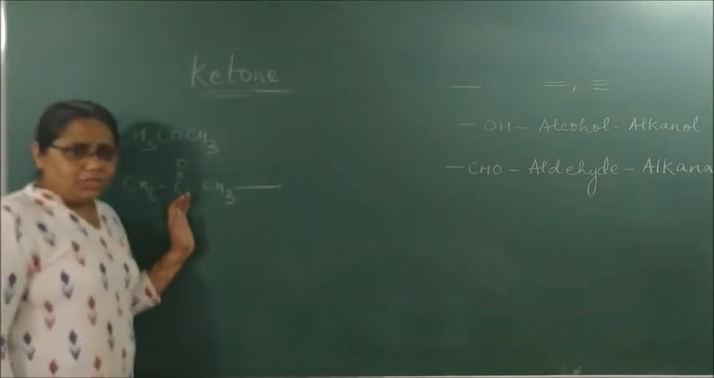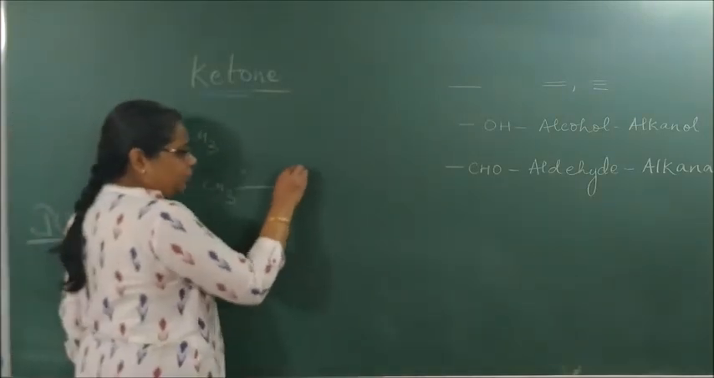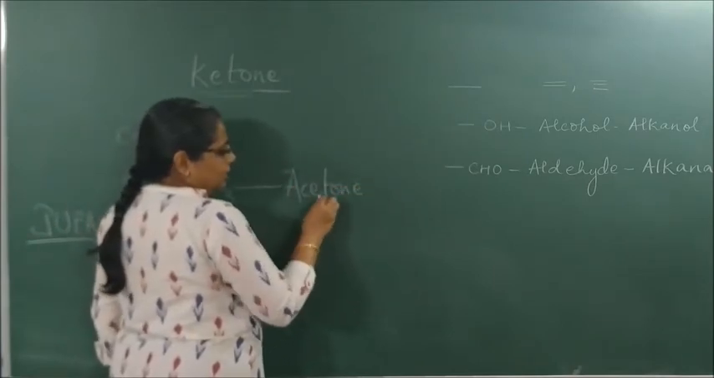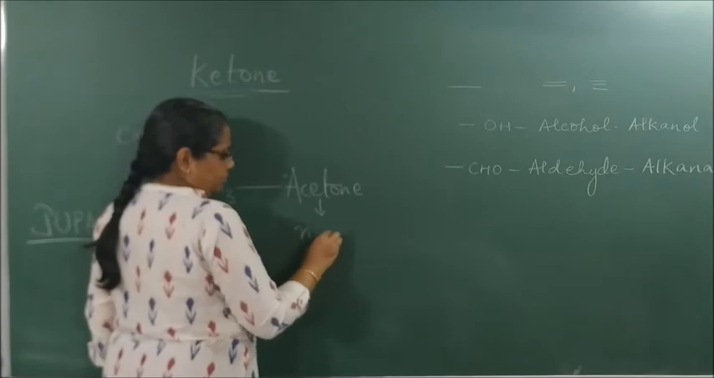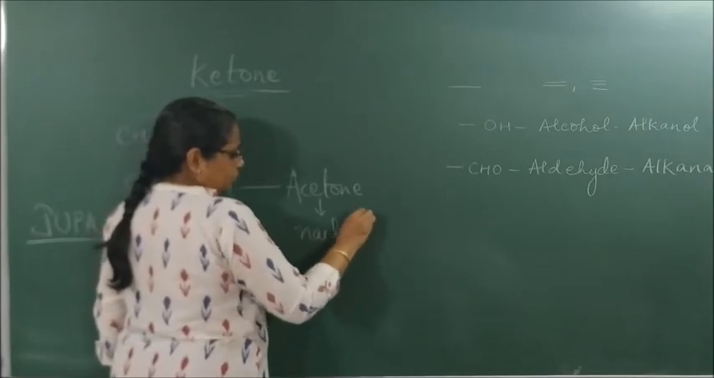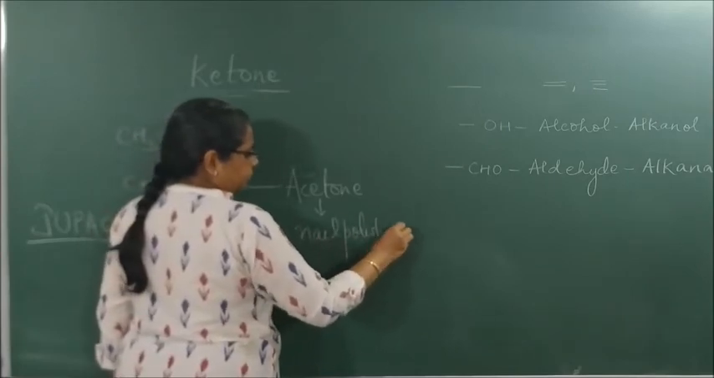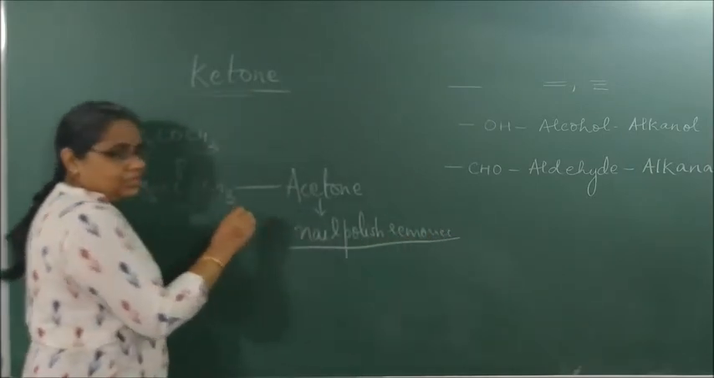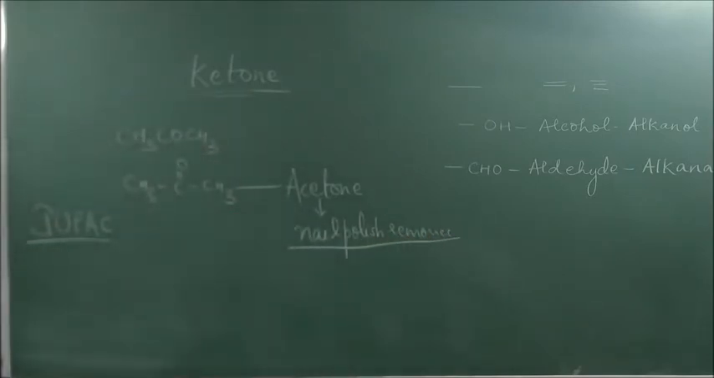So what is it called? This is called acetone. The common name is acetone. What is acetone? It is a nail polish remover in common use. Okay, this is acetone or nail polish remover.